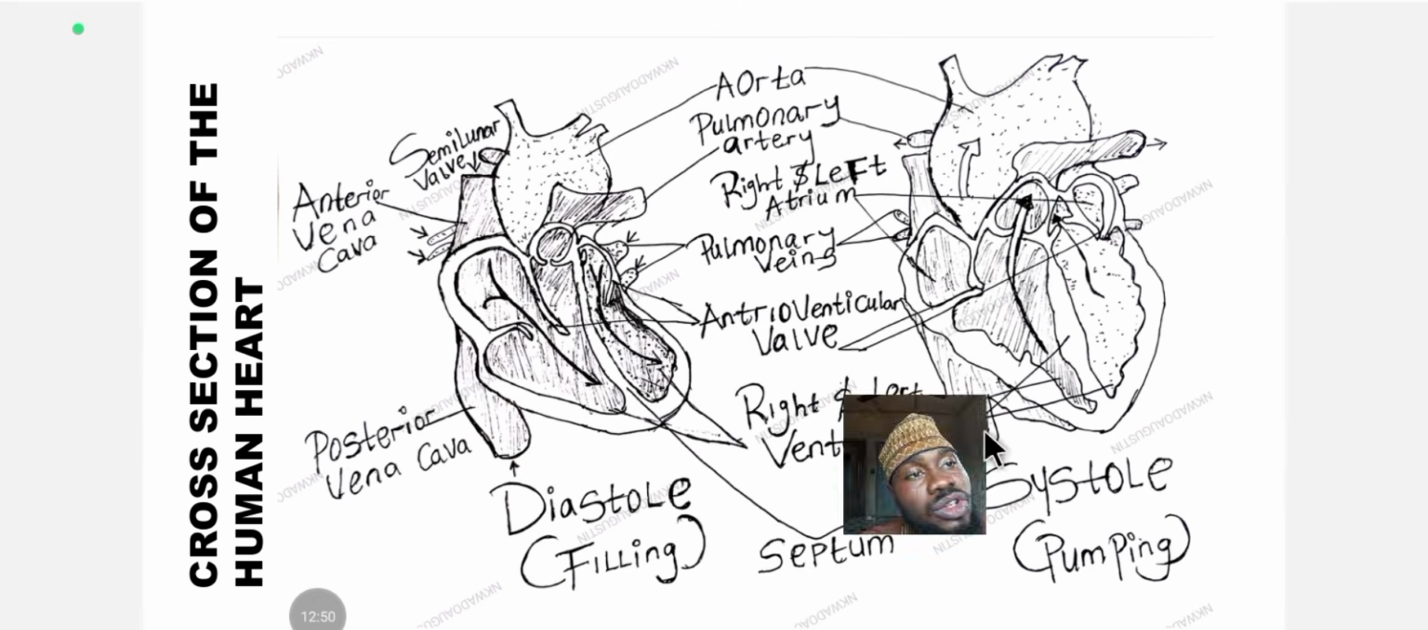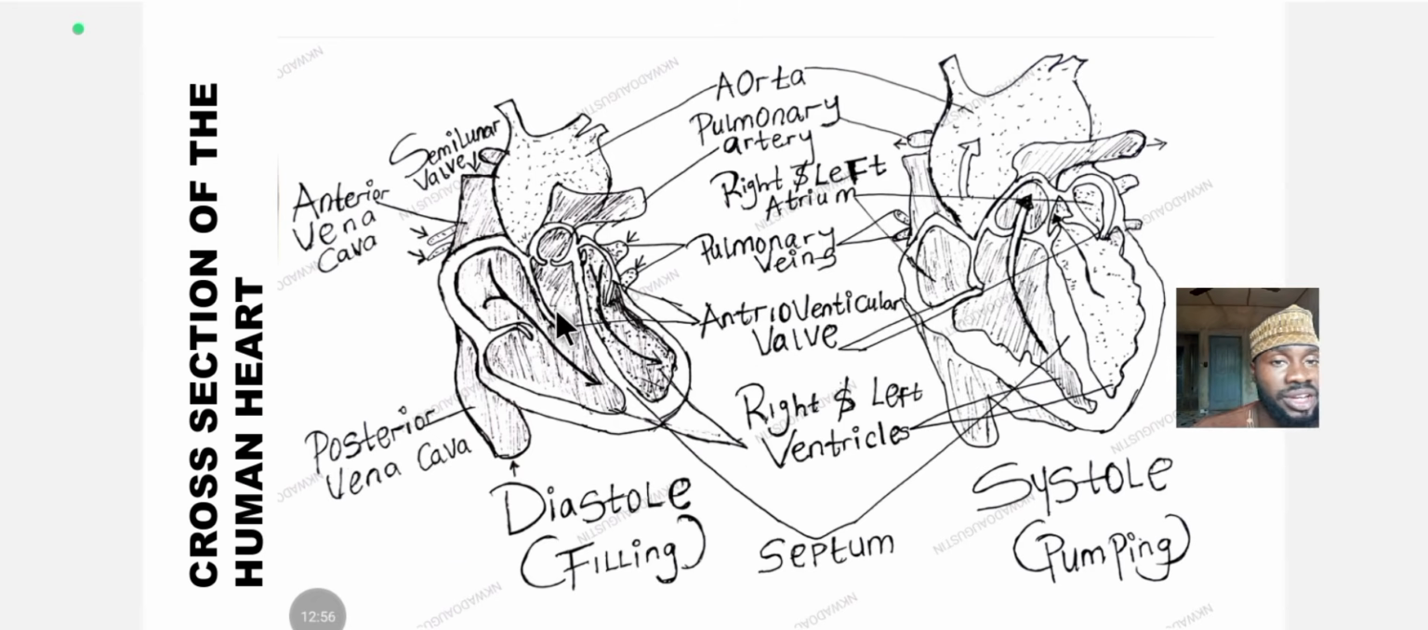Let's look at the structure of the heart. Okay, to draw the heart is very easy. The human heart has 4 chambers, okay: 2 atria, look at it here, 1 here, 1 here, then 2 ventricles, 1 here, 1 here. So this place is called the what? The left atrium. Here is called the what? The right atrium. This place here is called the right ventricle, while this place here is called the left ventricle.